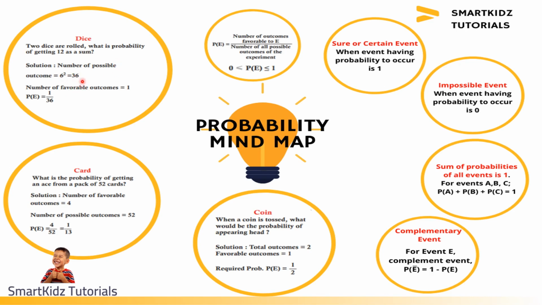Why are there 36? You can actually make the combinations. When on the first dice you get number 1 and on the second dice you get number 1, that will be one event. Then in the second event, on the first dice you get number 1, but on the second dice you get number 2, and so on. If you continue, you should get a total of 36. So in this case, our probability of getting the number 12 would be 1 upon 36, as we see over here. So these were some of the examples that we frequently encounter.